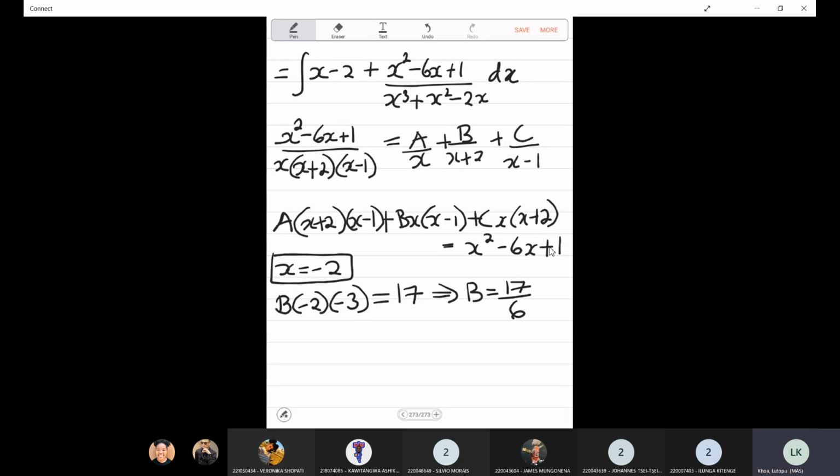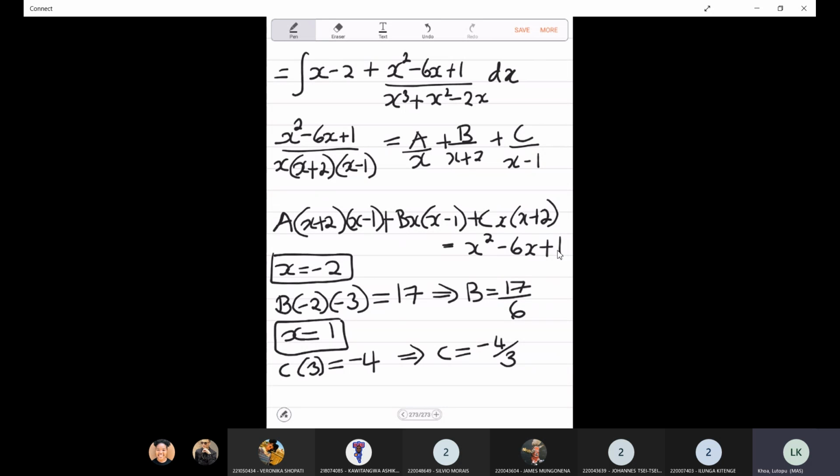Then we can substitute x is equal to 1. So if x is equal to 1, this one is 0, this one is 0, and then we're left with c times 1 times 3. And then on the other side, you have 1 squared minus 6 times 1 plus 1. And that gives us -4. Okay, and then this means that c is equal to -4 over 3.